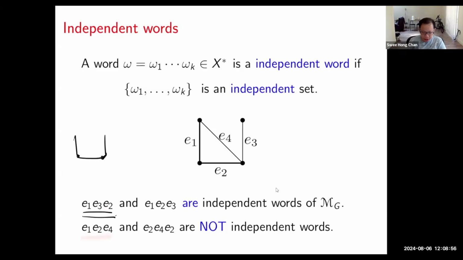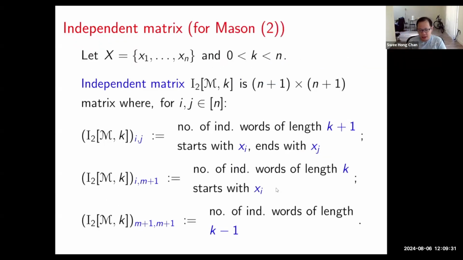That will be important to get one of the constants in Mason's conjecture. And as a non-example, E1, E2, E4 is not an independent word because it has a cycle, it's a three cycle. E2, E4, E2 is also not an independent word because here you see that they form a two cycle. You have two parallel edges. That's why, in particular, your words will always be simple, in the sense that there are no repeating letters. And by the way, on the first day, we called this forest word rather than independent word.